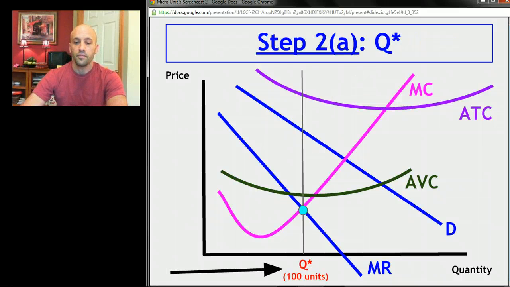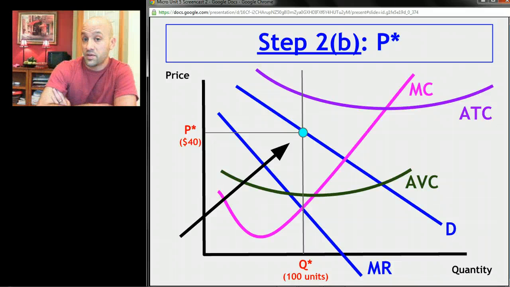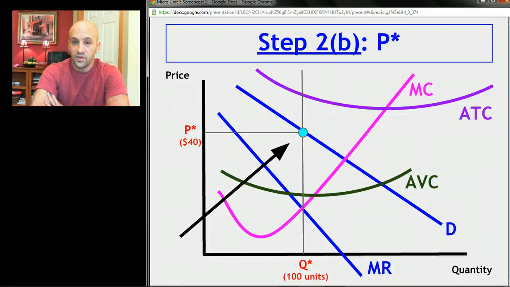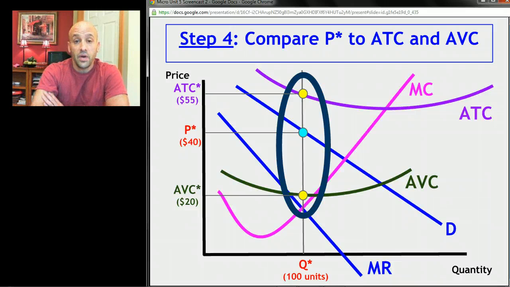Step 2A, where that reference line hits the quantity axis, that's the profit maximizing quantity. Step 2B, go up to the demand curve, and that's the little step that students mess up on AP exams and elsewhere. Go up to the demand curve to choose the price. Step 3, find average total cost and average variable cost at that quantity, the two yellow dots. Step 4, compare price to both average total cost and average variable cost and use the profit or loss rules.